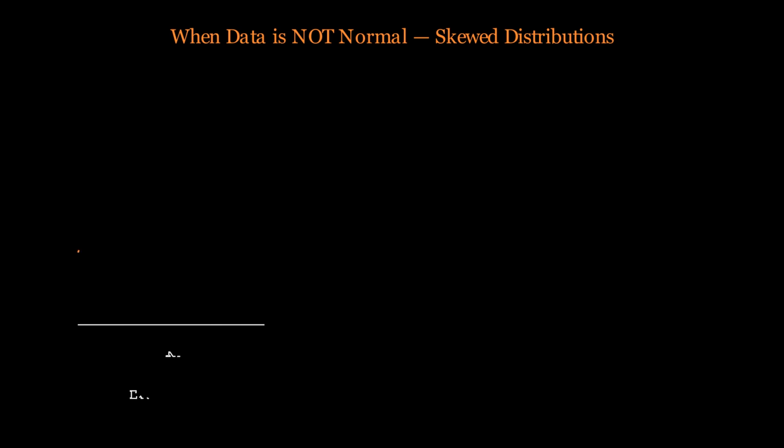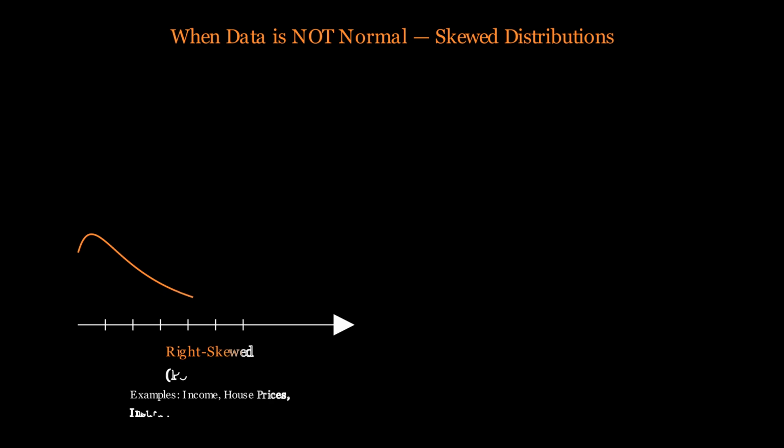Not all data follows the normal distribution, and recognizing when it doesn't is equally important. Right-skewed distributions have a long tail stretching to the right. Income is the classic example. Most people earn moderate amounts, but a few billionaires drag the mean far above the median. House prices, insurance claims, and social media follower counts all follow this pattern.